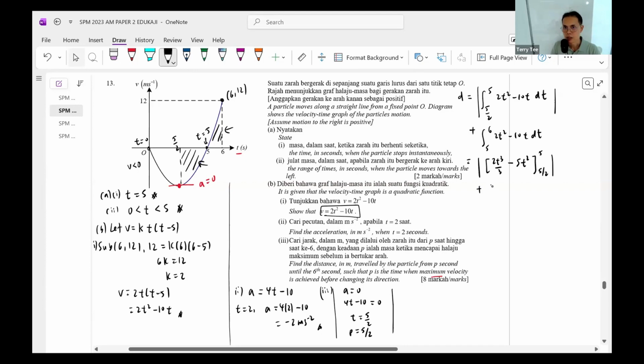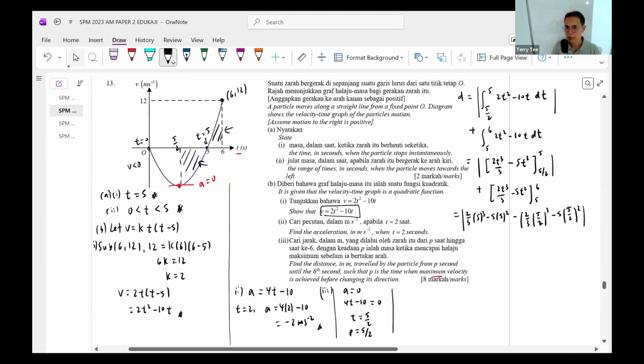This will be 2t cubed over 3, minus 5t squared, from 5 to 6. Okay, next we're going to substitute. First we put 5 inside. 2 over 3, remember there's a modulus here. 5 power 3 minus 5. 5 power 2 minus 2 over 3. 5 over 2 cubed. This is 5 over 2, half. Minus 5. 5 over 2 squared.